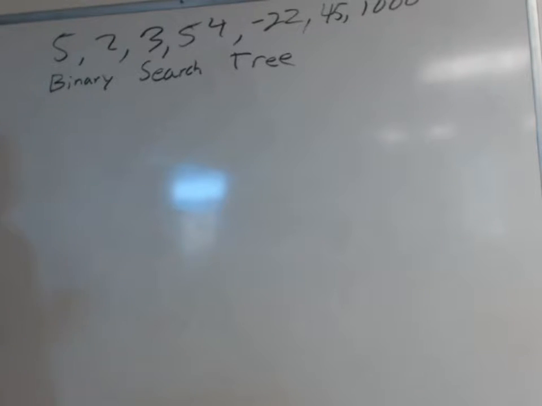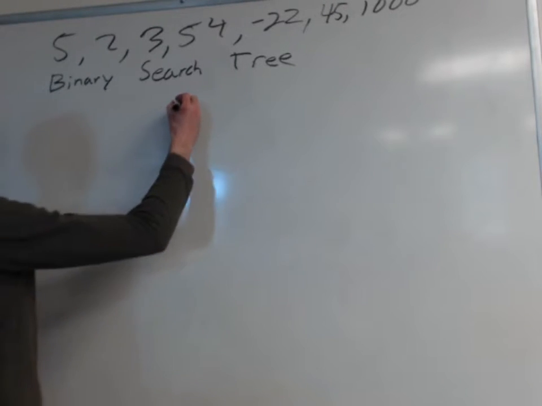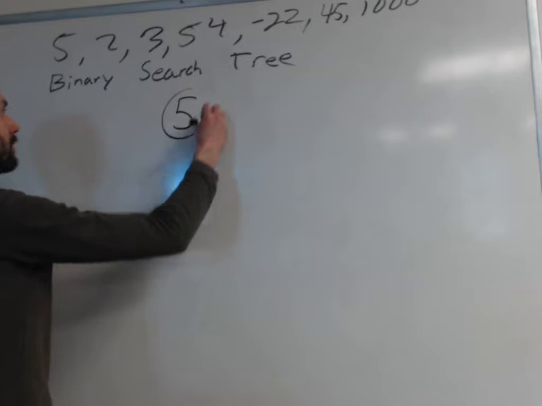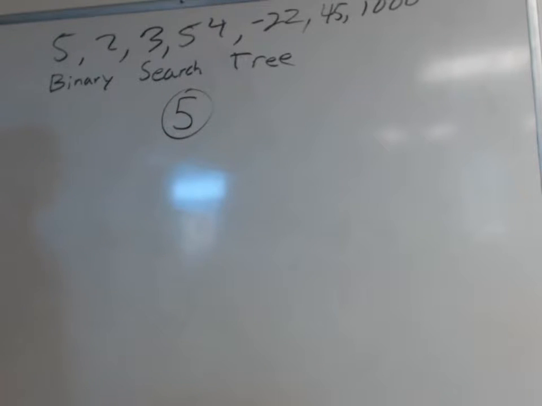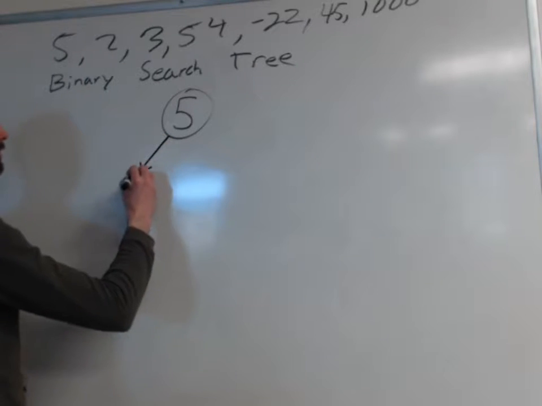So let's add these in the correct order of a binary search tree. Luckily, you can just add them one at a time, and it's still a binary search tree. It may have a couple other issues, but it'll still work out. So we're going to start with a 5. That's great. Now we need to add the 2. Does 2 go to the left of the 5 or the right? Left, all right.